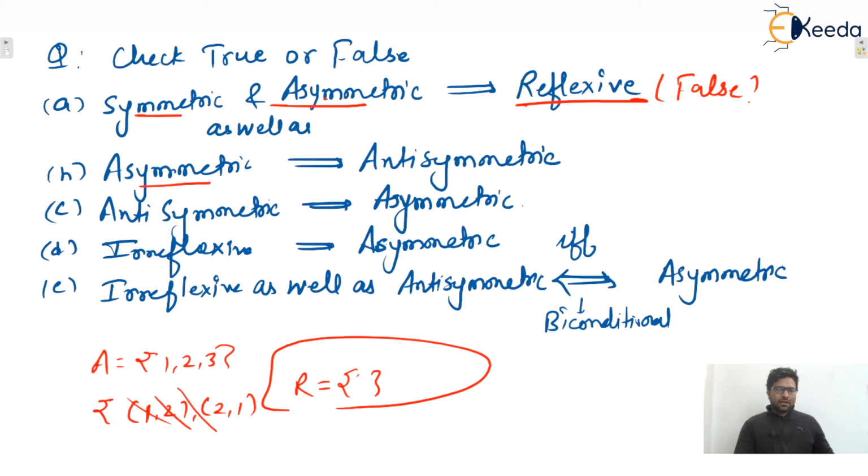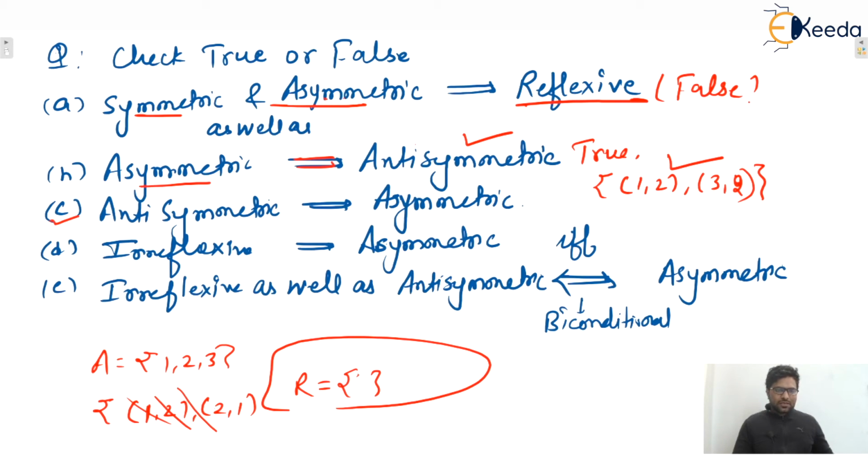Next one, asymmetric implies antisymmetric. Yes, that is true. The difference between asymmetric and antisymmetric is what? Self loops are allowed in the antisymmetric but not allowed in the asymmetric. So let us consider one relation, that is (1,2) and (3,4) or (3,2), let's say. Yes, this one is asymmetric. If it is asymmetric, then it is antisymmetric. But if it is antisymmetric, then we cannot say that it will be asymmetric. So because of that, we can say that statement B is true.